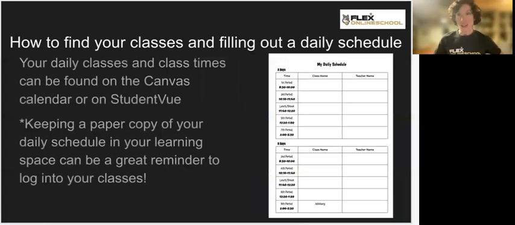The first thing that all students should do is create a daily schedule. Your daily classes and class times can be found on Canvas on the calendar or by going to Student View and making a paper daily schedule of your own. If you go to Student View, you can see all of your classes for the semester and your teacher names there. On Canvas, you can also do this by going to the calendar, which will list all of your classes and their class times. That's also a great place to find your Zoom links.